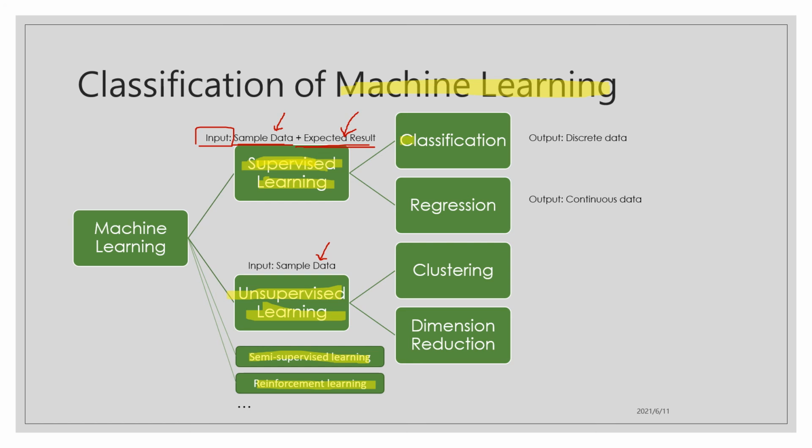Inside supervised learning, we can have two different kinds of things. One is called classification, and the other is called regression. Classification means that the output is discrete data. For example, with images, one is a $100 note, another is $50, another is $20, another is $10. So they are discrete data. They do not have any continuous relationship between each image. So this is called discrete data.